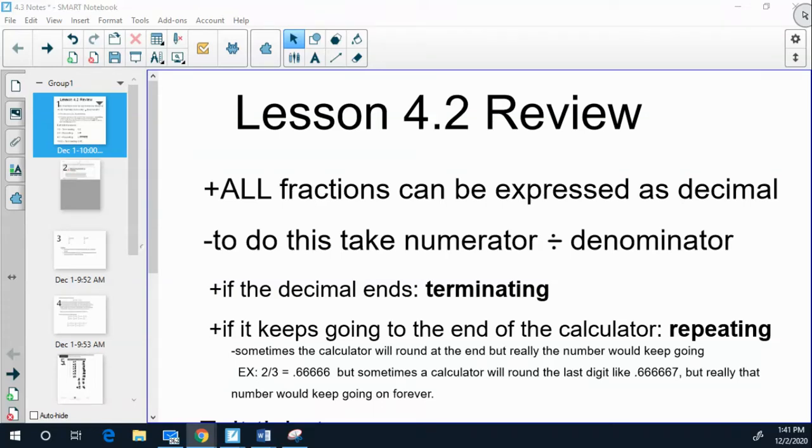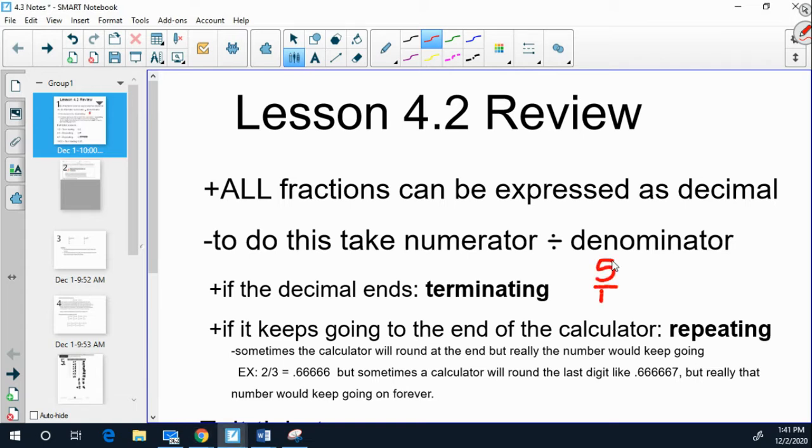Okay, pre-algebra. So I do want to do a little brief review of lesson 4.2, which was Tuesday. One big takeaway from that is that all fractions can be expressed as a decimal. To do this, you just take the numerator divided by the denominator. So, for example, if we have the fraction 5 over 6, that would be 5 divided by 6. That gives you a decimal.